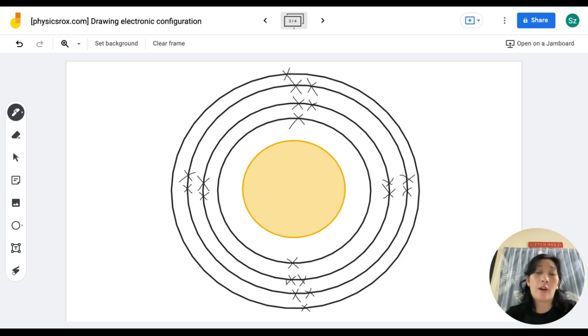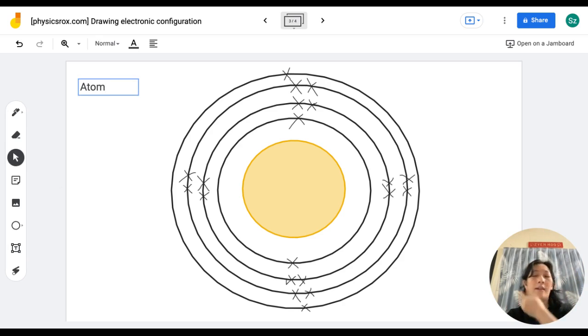Now, in addition to this, of course, you should know how to write out the numbers, which is something I should have covered along the way. But you know what? I'll do it right now. Let's say you have an atom with 4 electrons. The first shell would have 2 and the second shell would have 2. How you write it is 2, 2.